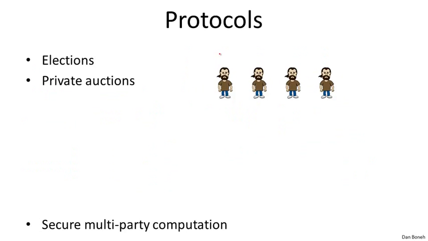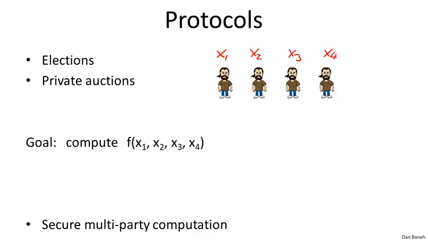So here, abstractly, the participants each have a secret input. In the case of an election, the inputs would be the votes. In the case of an auction, the inputs would be the secret bids. And then what they'd like to do is compute some function of their inputs. Again, in the case of an election, the function is the majority. In the case of an auction, the function happens to be the second largest number among x1 to x4. And the question is, how can they do that such that the value of the function is revealed, but nothing else is revealed about the individual votes?